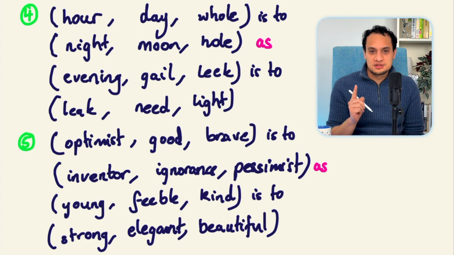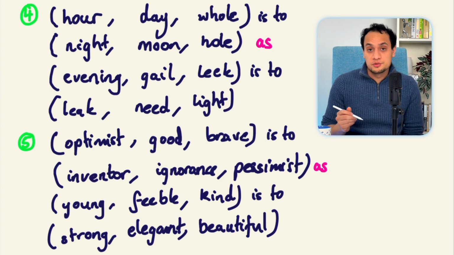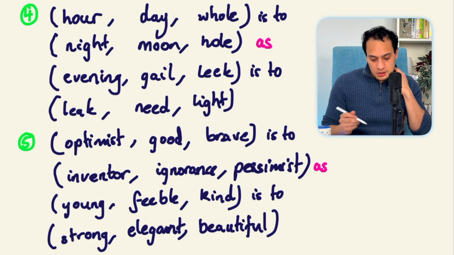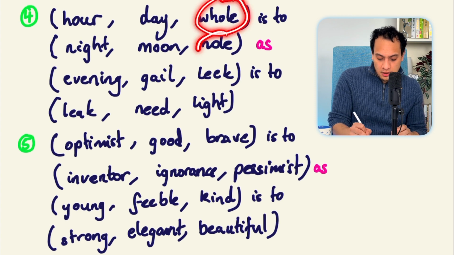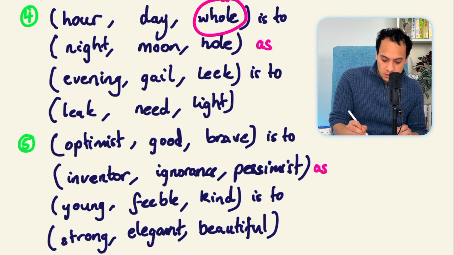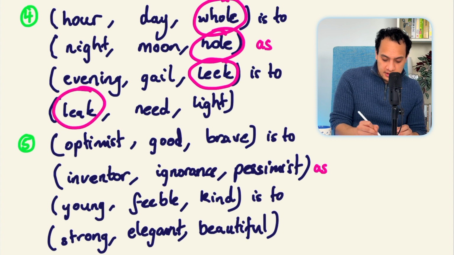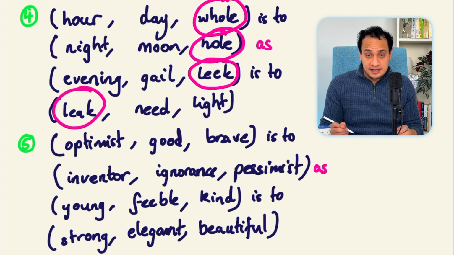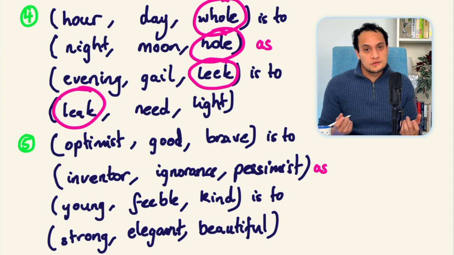And what should have stood out to you is a homophone, or something with the same sound. So we've got whole and then whole in our first pairing. We've got whole and whole. And then we've got leak and leak. So L-E-E-K versus L-E-A-K. They've got the same sound, but they've got different meanings.